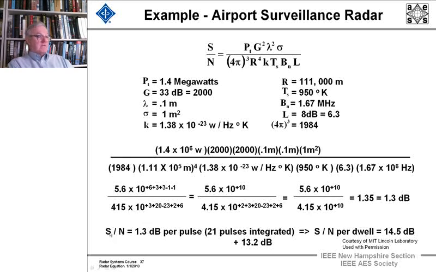So we have a signal-to-noise ratio per pulse of 1.3 dB, and we're integrating 21 pulses. And that gives us a gain of 13.2 dB, integrating the 21 pulses. And then I'm assuming a coherent integration, so that the signal-to-noise ratio per dwell is 14.5 dB, plenty well enough for us to get decent detection on this target.